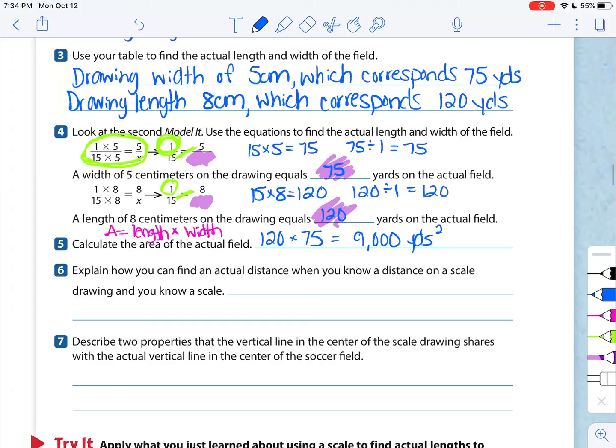So now we want to explain how you can find an actual distance when you know a distance on a scale drawing and you know a scale. So in your own words, explain how you can find that actual distance when you know the distance on a scale drawing and the scale. Pause the video and explain that in your own words.